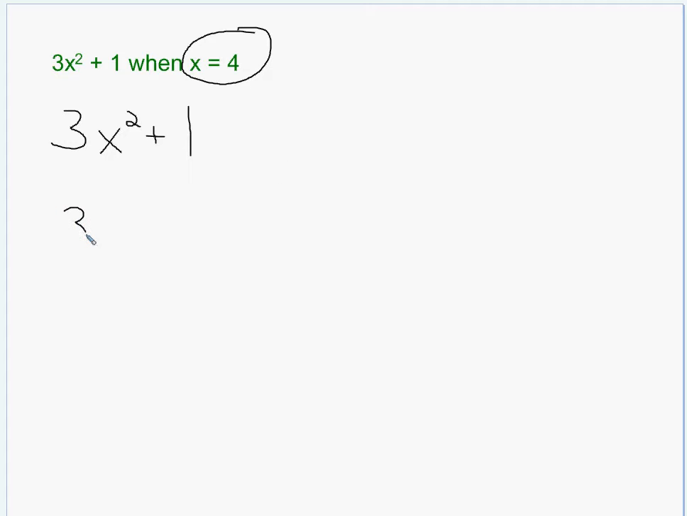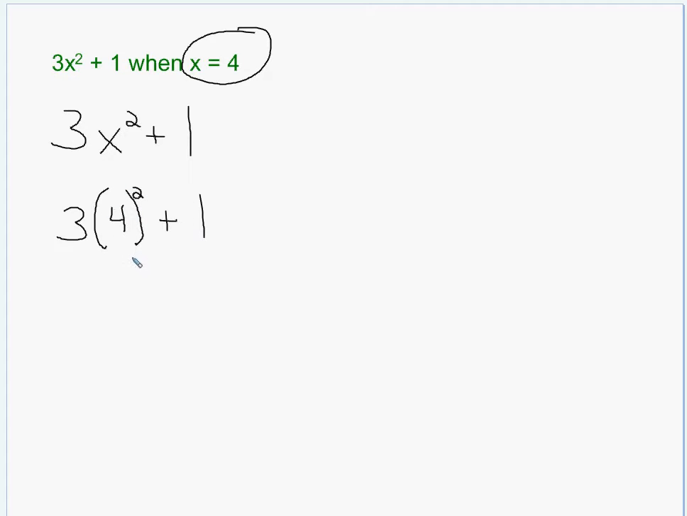So x is taking a vacation day. We're throwing 4 in there, and remember, that is squared, plus 1. Do not forget, when you are substituting, you need to put parentheses in when you have a multiplication like this, because otherwise it's going to look like 34 squared. You want to make sure that the 4 is the only one that's squared here.